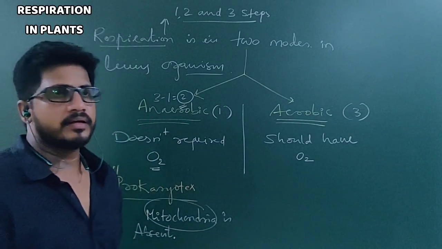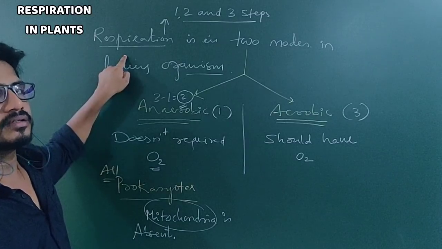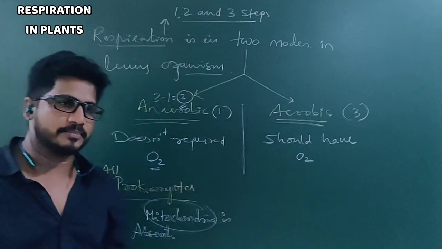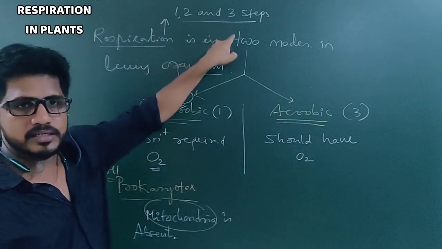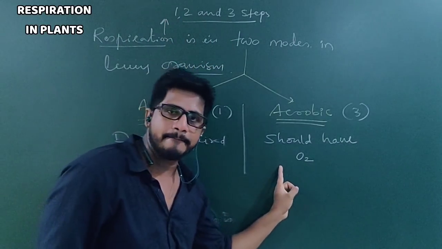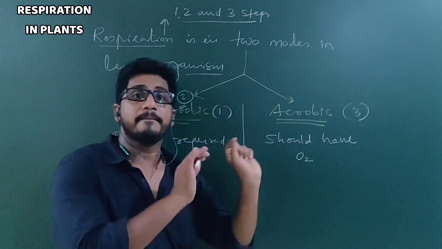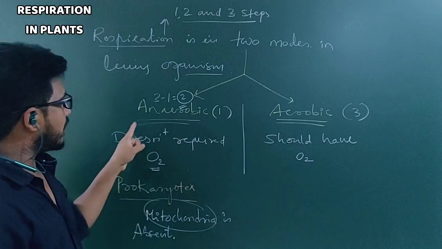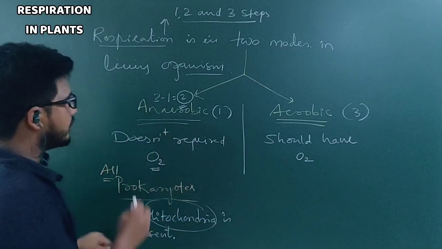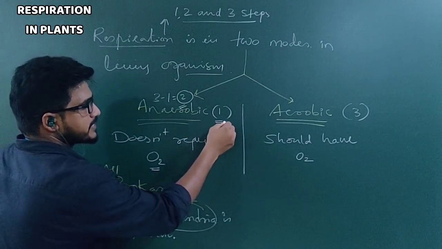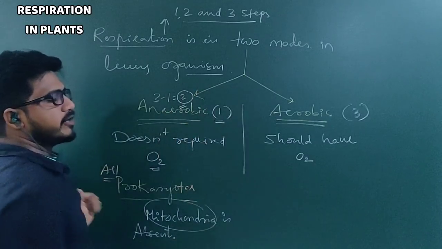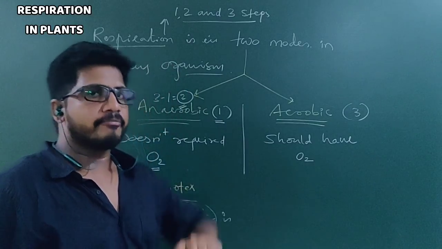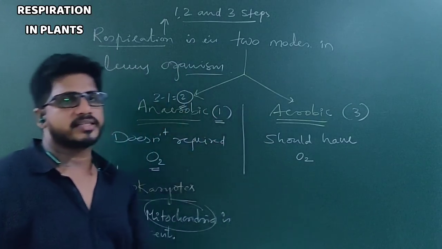I repeat, in true respiration, 3 steps are involved. In further sessions, you will come to know what the 3 steps are. All 3 steps happen in aerobic respiration, and that's why it's complete respiration. Anaerobic respiration is incomplete respiration: only the first step takes place, and the second and third steps cannot be done. Reason: absence of mitochondria. If mitochondria are present, then all 3 steps will happen.